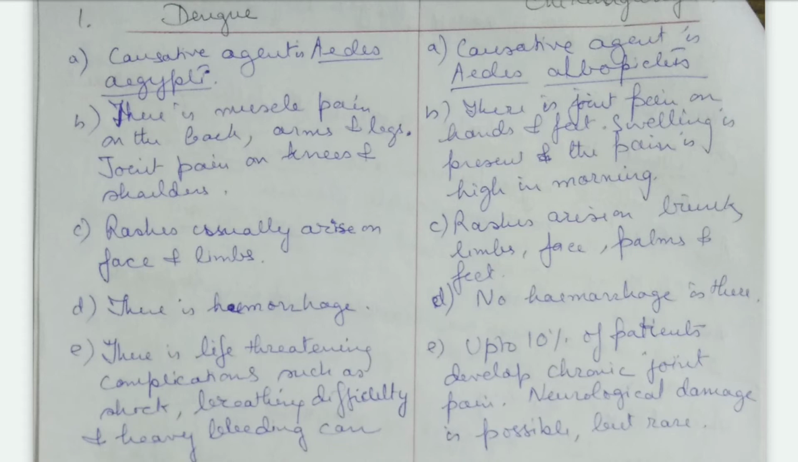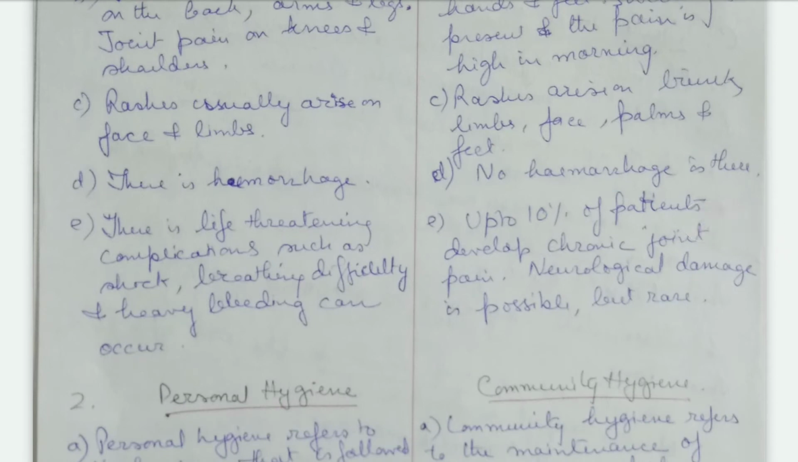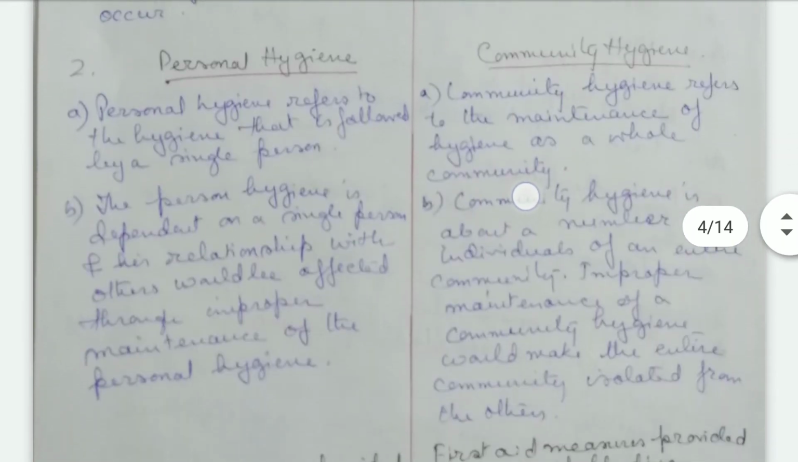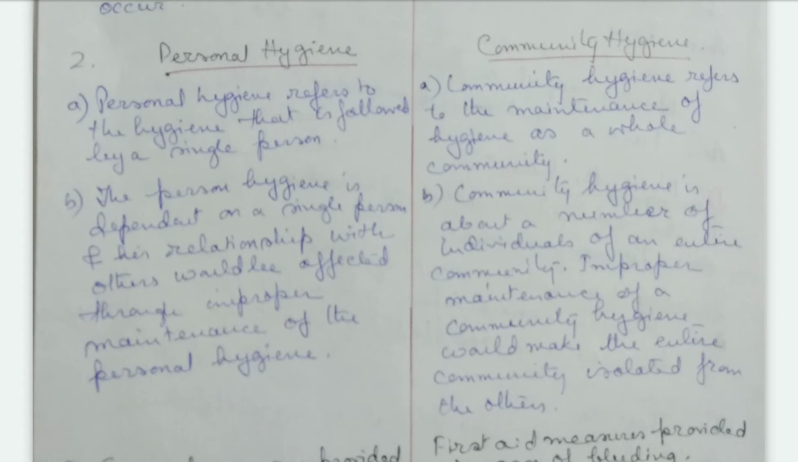In case of dengue, life-threatening complications such as shock, breathing difficulty, and heavy bleeding can occur. Whereas in chikungunya, up to 10% of the patients develop chronic joint pain. Neurological damage is possible, but it's very rare. Then we come to the differentiation between personal hygiene and community hygiene.